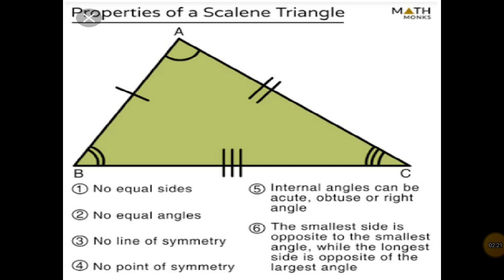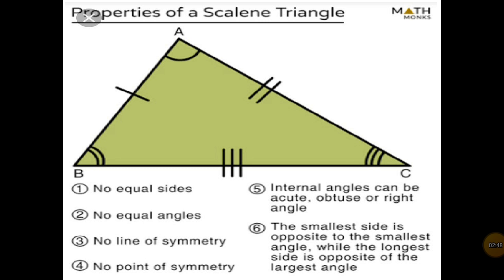Now, number 5, internal angles can be acute, obtuse, or right angle. So when you say the internal angle, they can either be acute, that is, they are of different types. It can be less than 90 degrees, which is an acute angle, and it can be less than 180 degrees, which is an obtuse angle, and it can be equal to 90 degrees, which is a right angle.